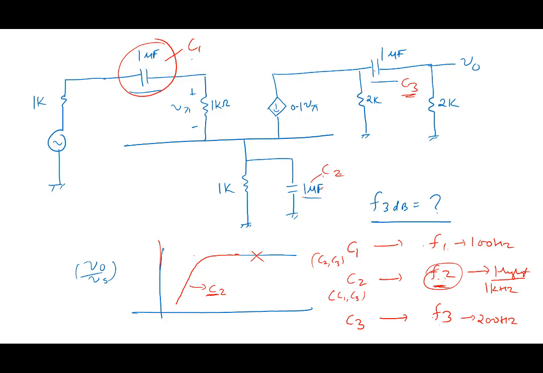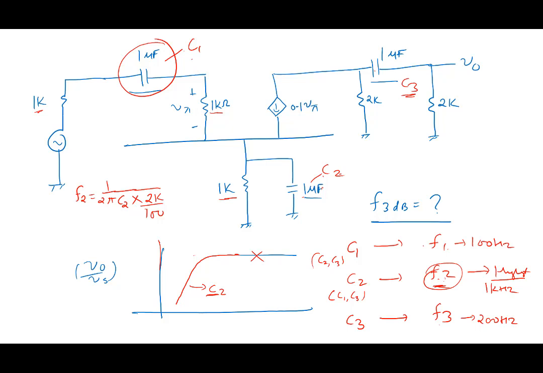Okay, let's see. So the 3 dB frequency is decided by which capacitor? C2. Okay, so let's do C2. It will be equal to F2, 1 over 2 pi C2 multiplied by the effective resistance seen by C2, right? Which will be equal to how much? 1K parallel with (1K plus 1K) divided by 1 plus gm r pi. So it would be approximately equal to 2K divided by 100.